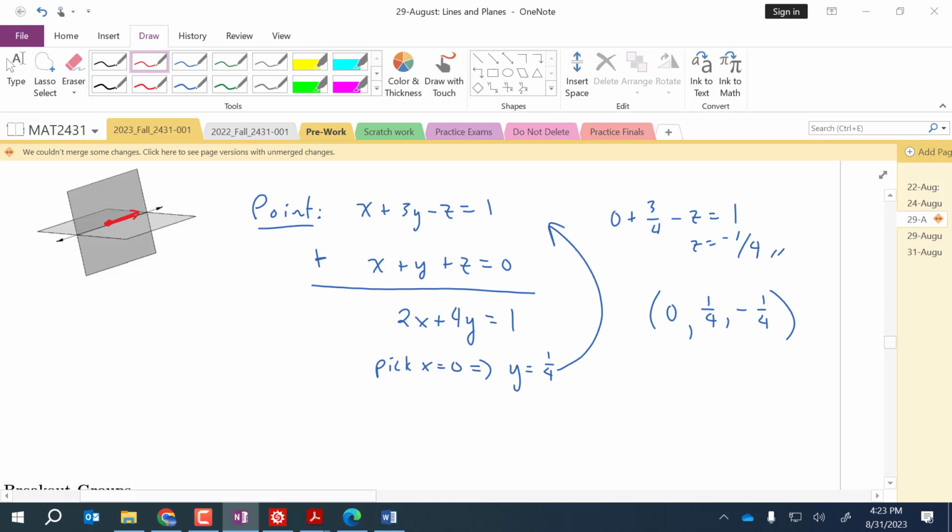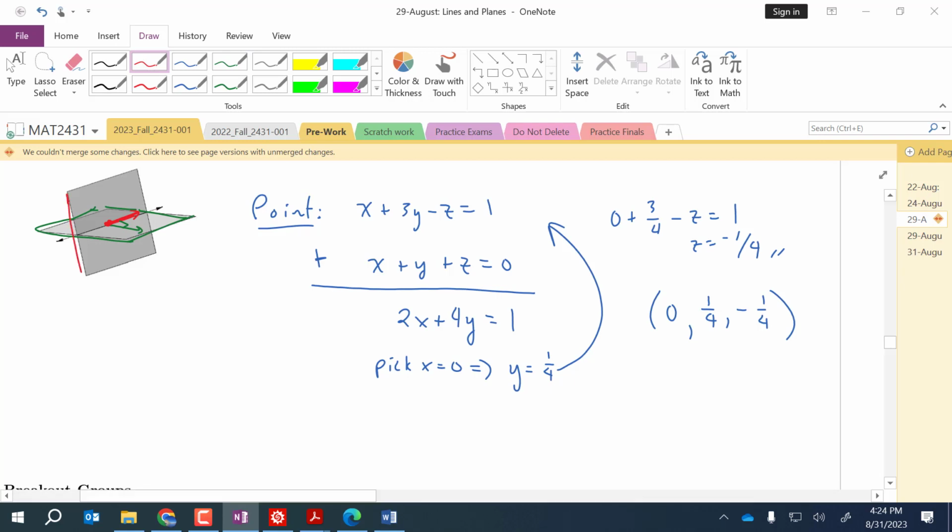Orthogonal to the normal vector. Which normal vector? Both of them, right? Because this vector lies in, let's say, this plane right here. If it lies in this plane, it must be orthogonal to this plane's normal vector. But it also lies in this plane right here.